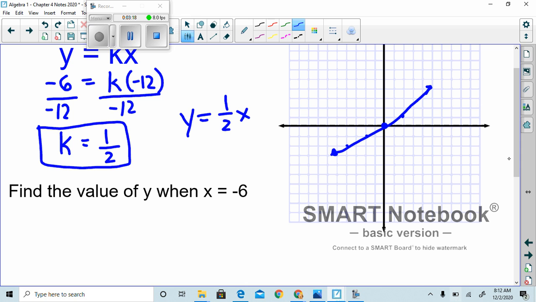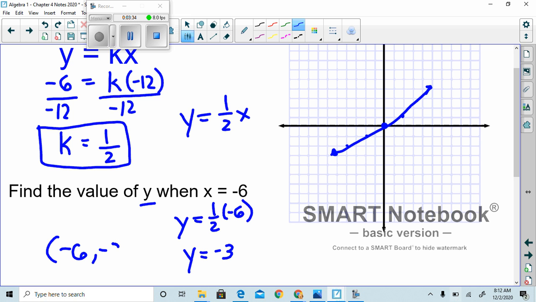Last thing they want us to do is evaluate. Find the value of y when x is equal to -6. So again, we'll replace x with -6, and we'll find that the value of y will be -3. When we input -6, our output is -3. If we go to our graph and we go to -6, 1, 2, 3, 4, 5, 6, and down 1, 2, 3, you're going to see that it does fall exactly on that line.